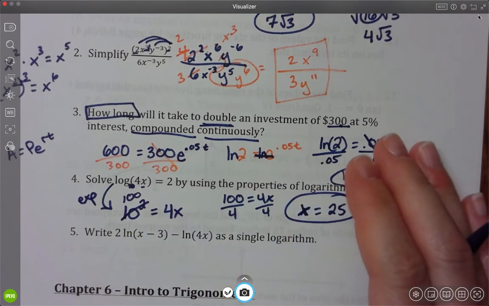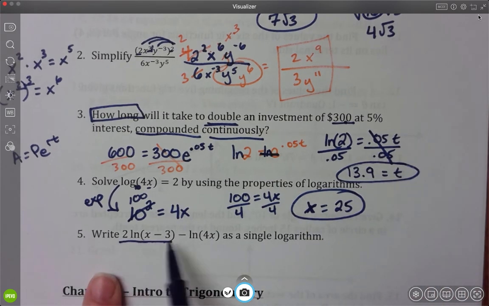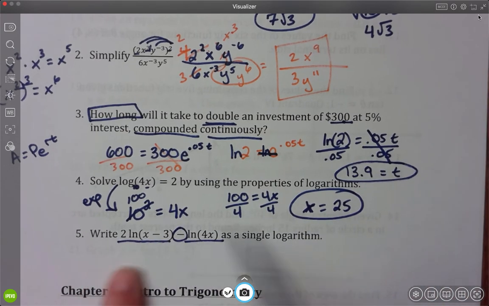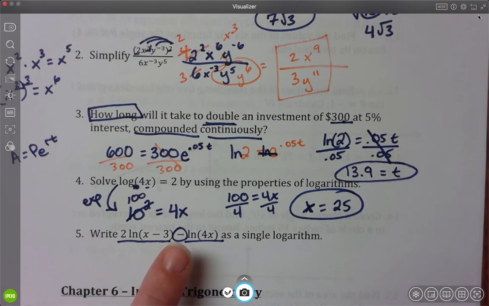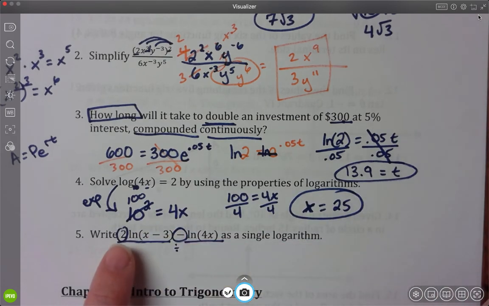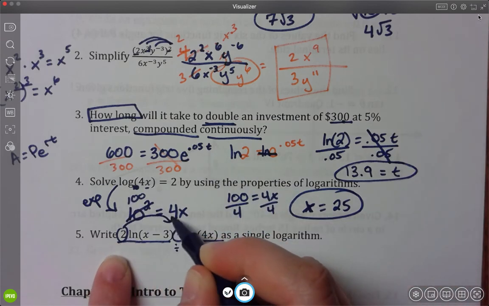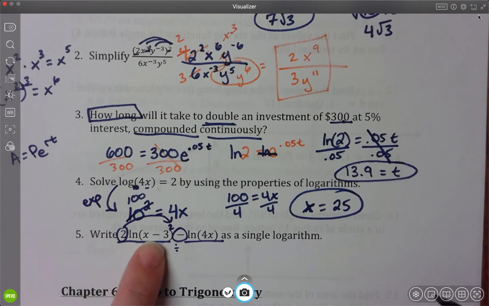Now, number 5, they want us to write that as a single log. So I have this piece right here and this piece right here, and subtraction in the middle. When I have subtraction in log world, that means divide. So I'm going to be dividing. But I have to get rid of this 2 first. To get rid of that 2, the only place for that 2 to go is back up to the x minus 3. This would become x minus 3 squared.